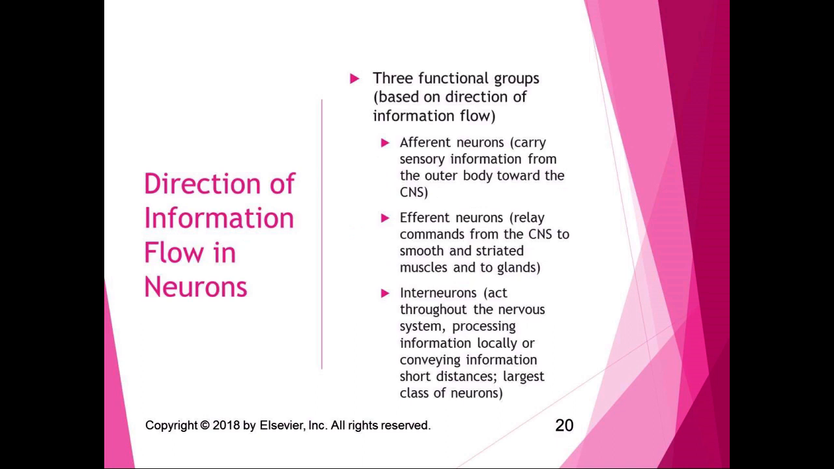There are those 3 functional groups of neurons that we talked about, based on direction of flow. Afferent neurons carry sensory information from the peripheral outer body towards the central nervous system. Efferent neurons relay commands from the central nervous system to smooth and striated muscles and to glands. And interneurons are throughout the nervous system, processing information locally or conveying information short distances. Interneurons are the largest class of neurons.